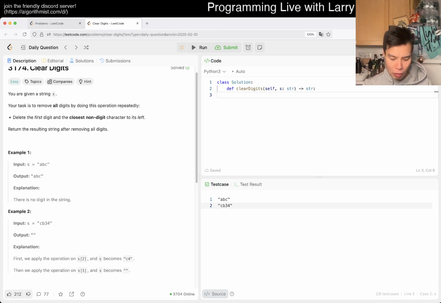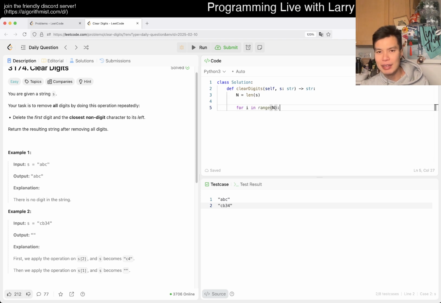Then what would you do? Well, you would write something like this. For i in range of n, if s of i is digit, then now we want to go to the first character on the left. But we also want to make sure that it's not used. So we want to have maybe some sort of used equal to false times n.